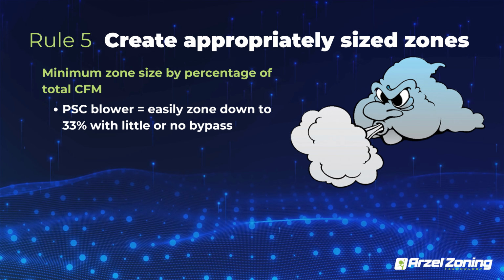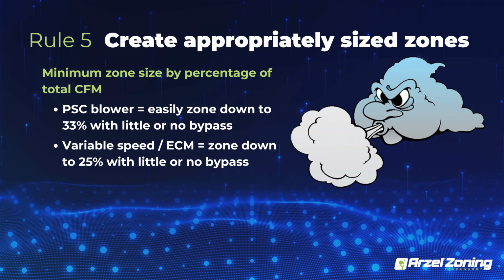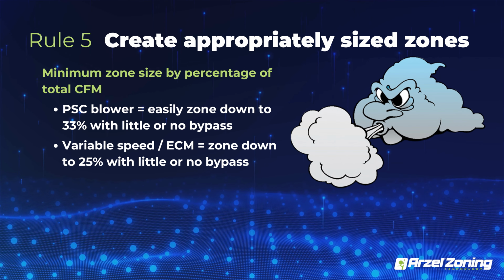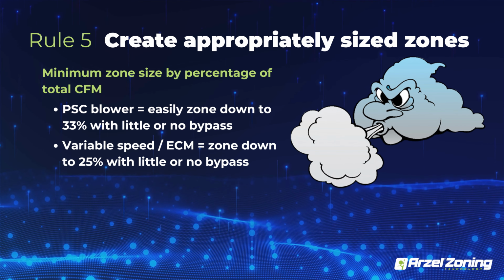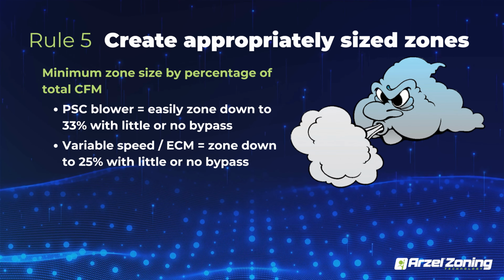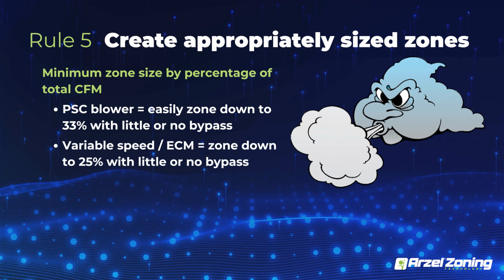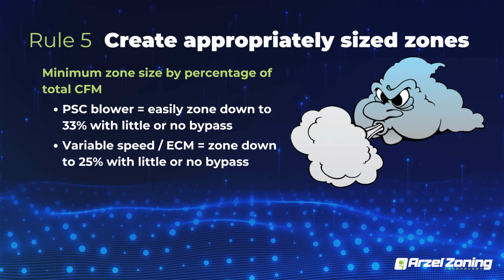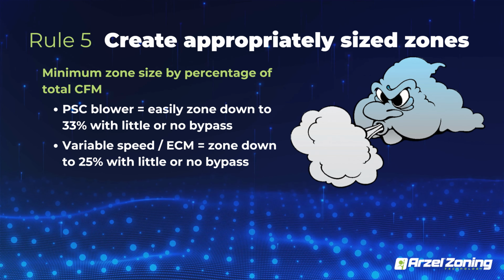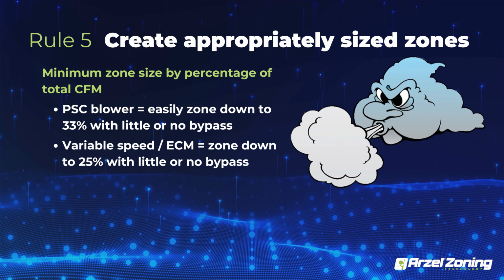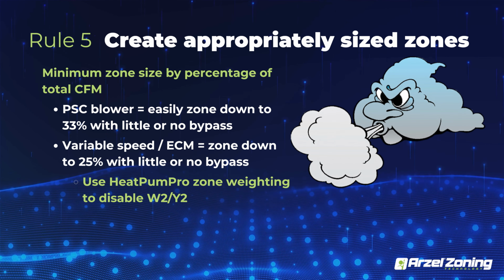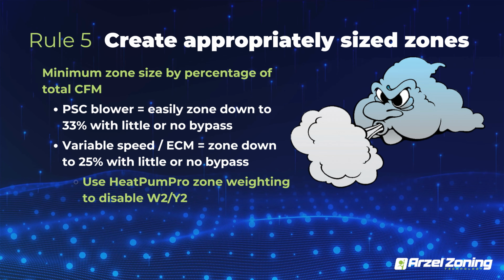But if you have a variable speed, ECM, constant torque, whatever style motor, most or all equipment now is produced with those, you can get down to 25% of the ductwork, or less, with little or no bypass when you use it with our HeatPumPro and our zone weighting.